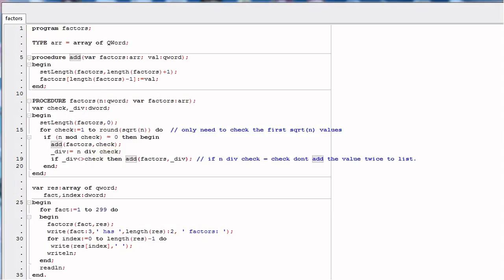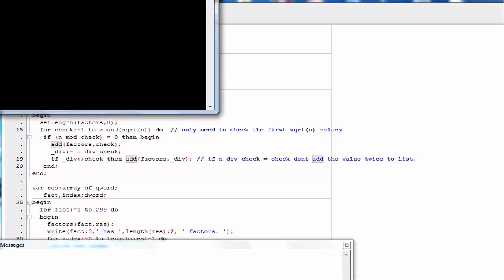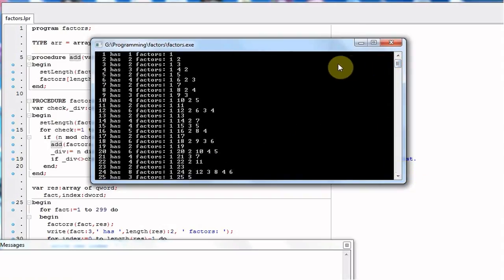Let's run it and see what it says, okay? So here it is. I ran it for the first 299 numbers. It says 1 has one factor, which is 1. 2 has two factors, which are 1 and 2. 3 has two factors, which are 1 and 3. 4 has three factors, which are 1, 2, and 4.